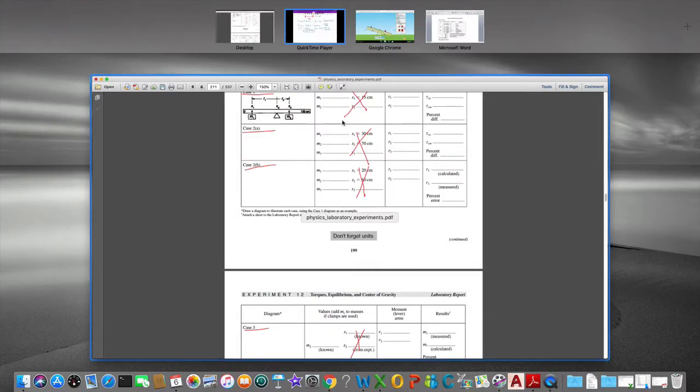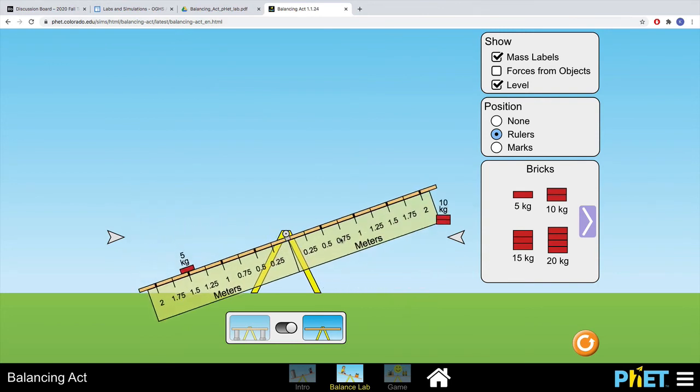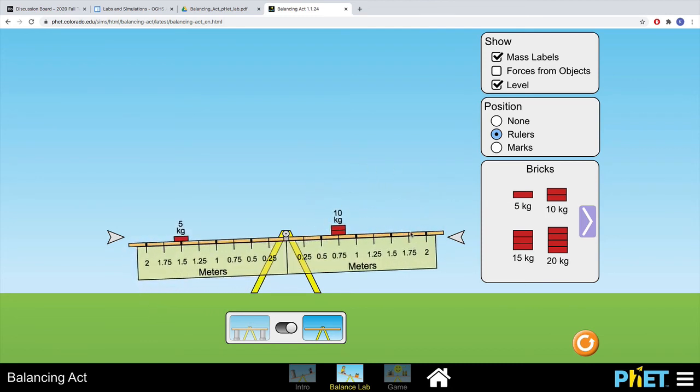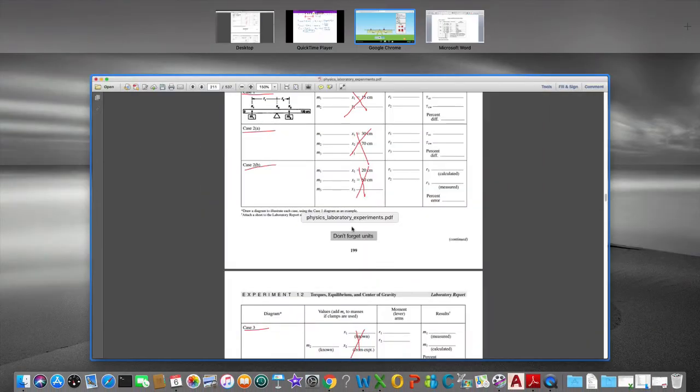In your report, you need to show me whether you get the things balanced or not. For instance, when it's balanced, you will see something like this, and the levels turn green. Those are the levels. Make sure you do the calculation, and that you show the 10 kilogram is located at a given point. So that's for the first part.